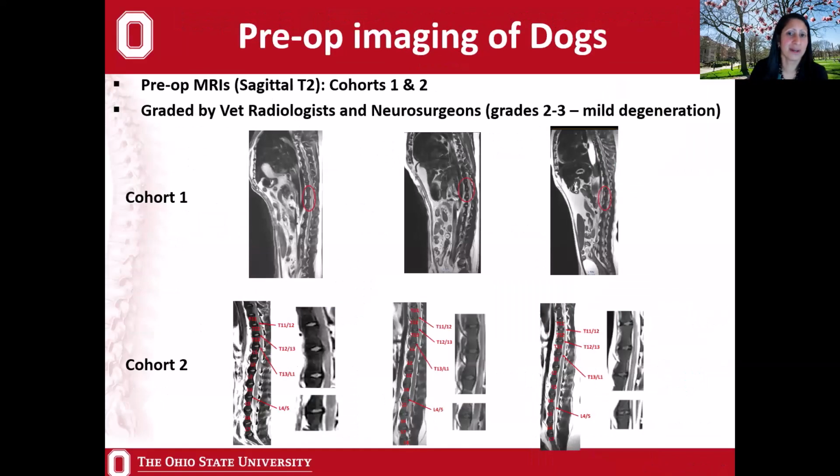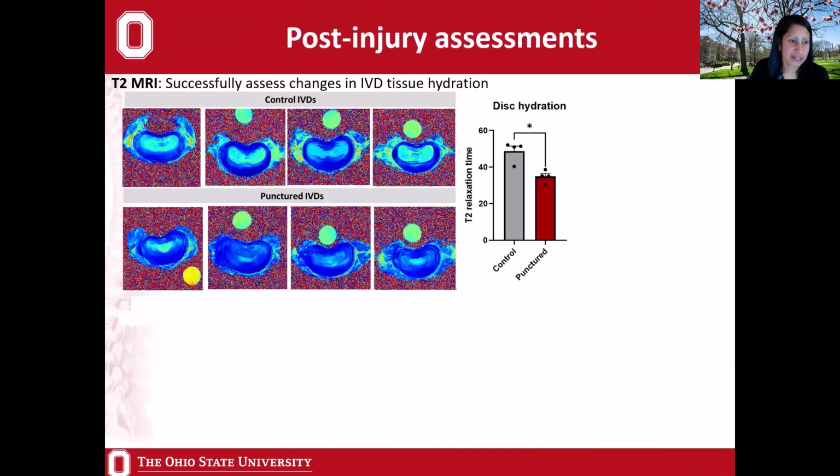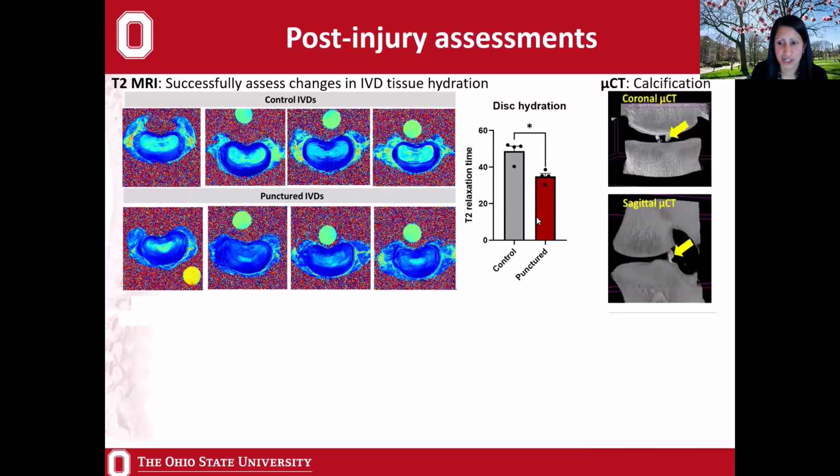So I'm just going to show you a subset of the data from this study, but basically we got pre-op MRIs from the 2 cohorts of our dogs, basically showing that the grades were mildly degenerate, which was great. That's what we were targeting, grades 2 to 3. And then in terms of post-injury assessment, we performed T2-weighted MRI, and basically we're able to successfully assess changes in tissue hydration. And with the puncture, the injury, we saw a decrease in tissue hydration. So this was really encouraging.